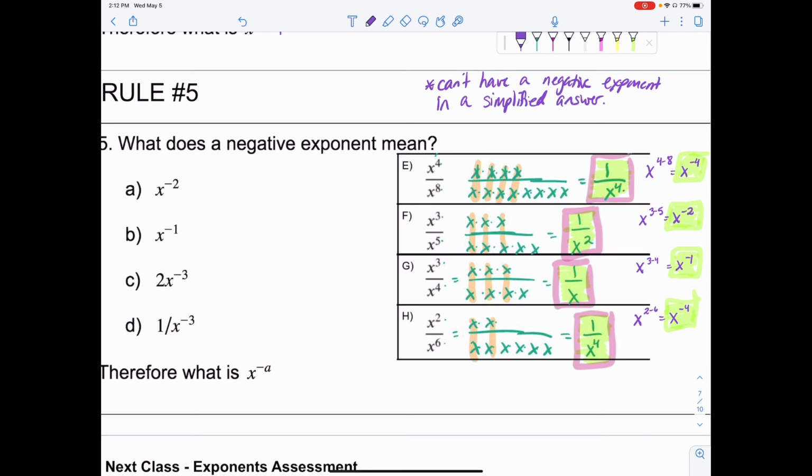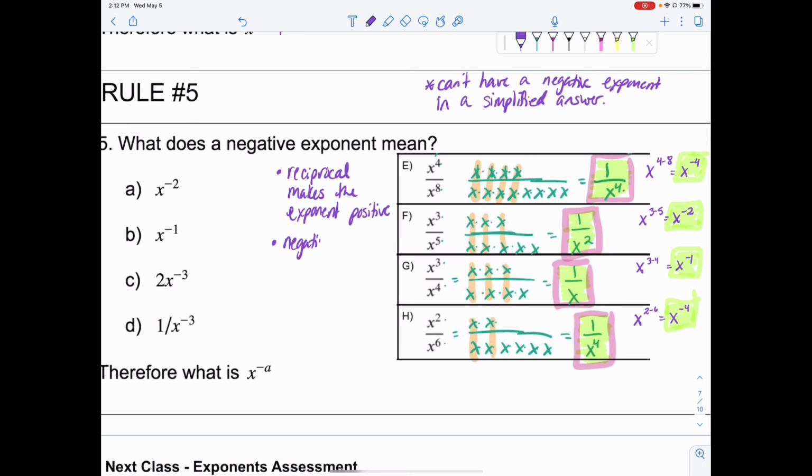And someone mentioned the reciprocal. Remember, in fraction land, the reciprocal, you're flipping that numerator and the denominator. The reciprocal makes the exponent positive. So if we were to rewrite that number as the reciprocal, then the negative exponent becomes positive.